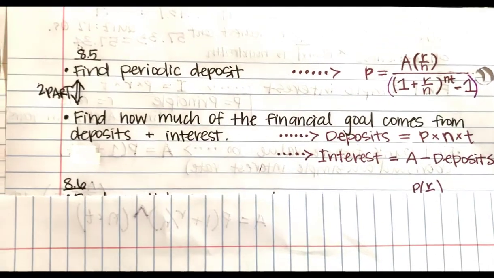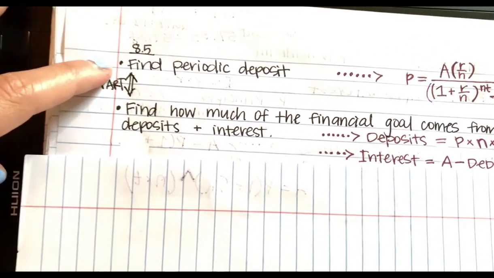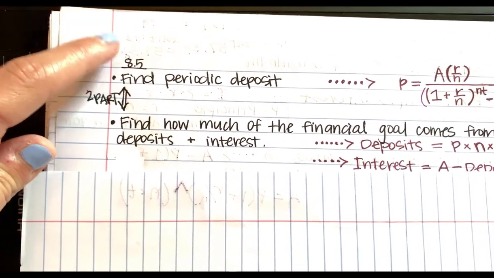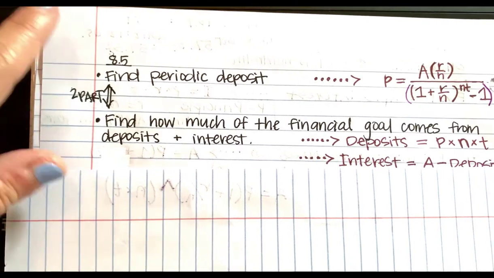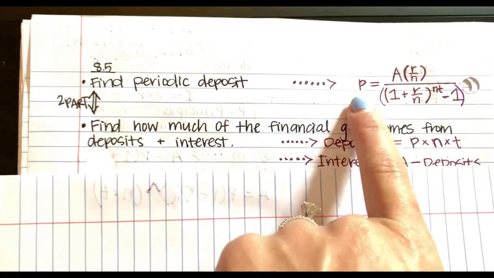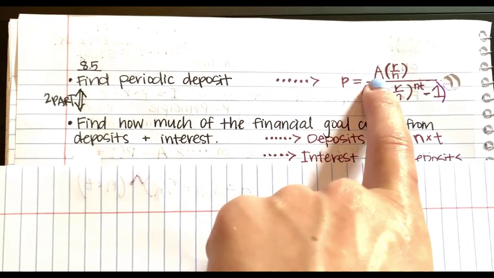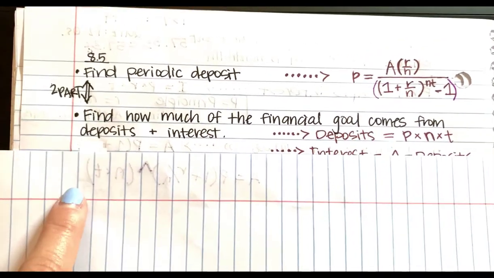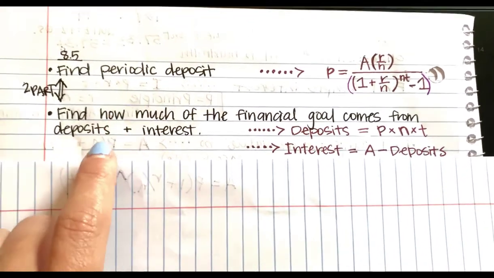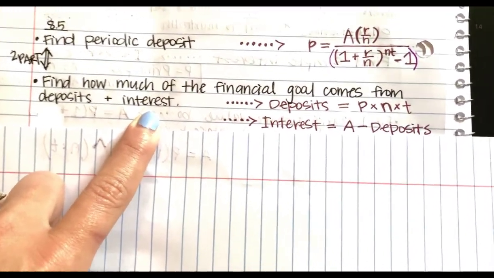All right, and again, this is a two-part question. It's going to tell you to find the periodic deposit. So we know how much we want in the future. It'll have our financial goal, is what they call it, and that's our A value. And we want to know how much we have to put in every so often to reach that financial goal. And so after we figure out what the periodic deposit is, it's going to ask you how much of the financial goal comes from deposits and how much is your interest.